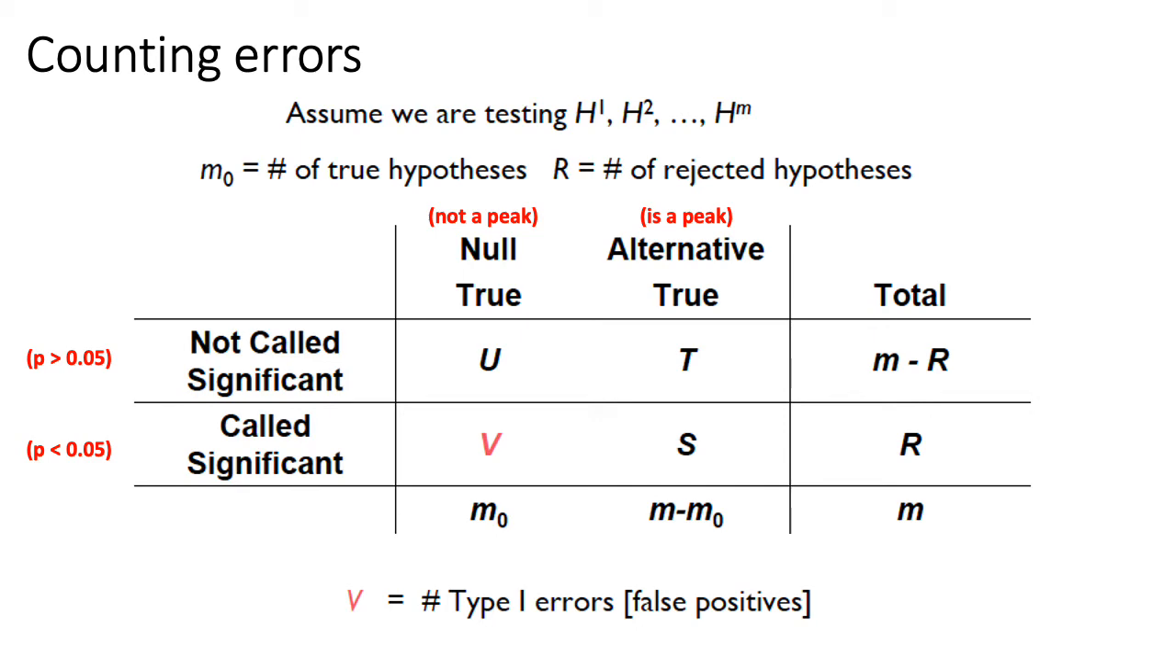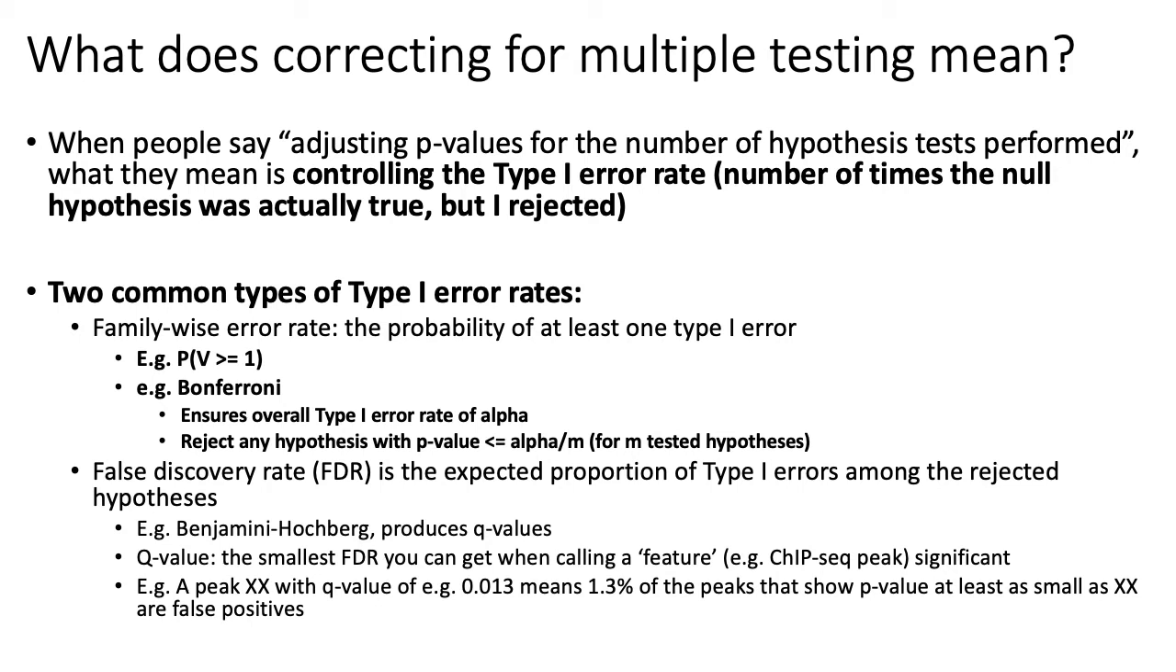And so that's essentially why this is called a contingency table. And so when you talk to people and read the literature about correcting for multiple hypothesis testing, and similarly when you hear people talk about adjusting p-values for the number of hypothesis tests performed, essentially what they're usually talking about is controlling the type 1 error rate.